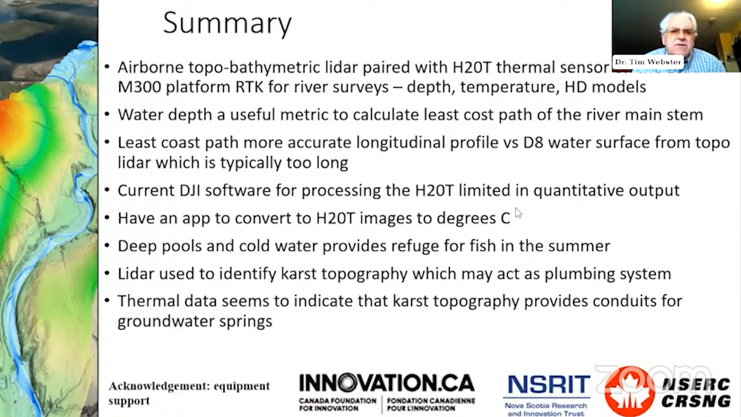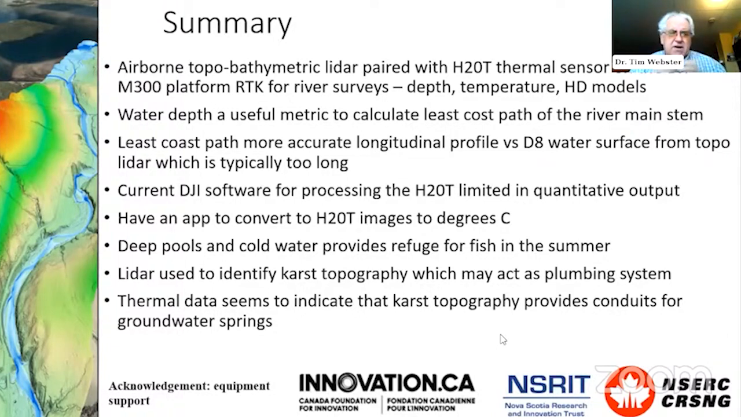There's a couple of questions. How does the system work in salt versus fresh water, warm versus cold water? Many of you who are familiar with multi-beam or single-beam echo sounding realize that the speed of sound varies quite dramatically from salt to fresh, and likewise from warm to cold water.